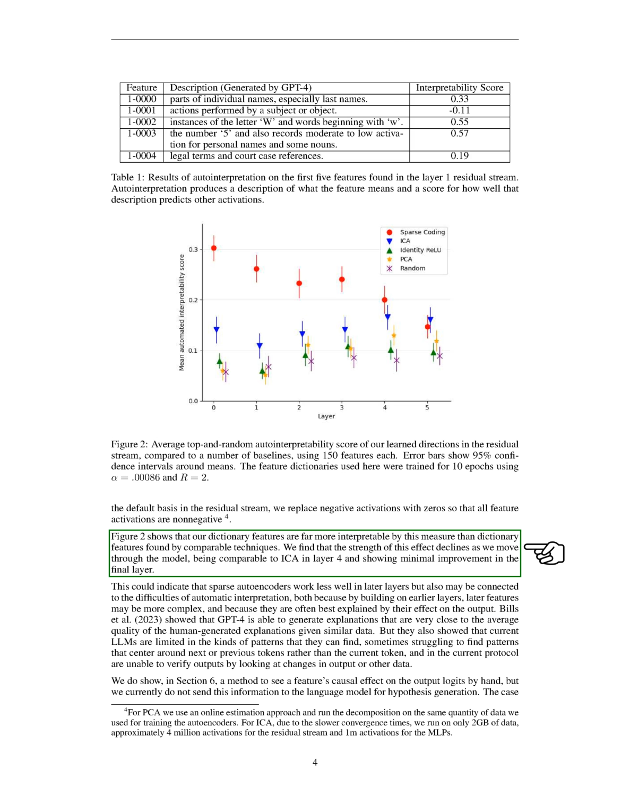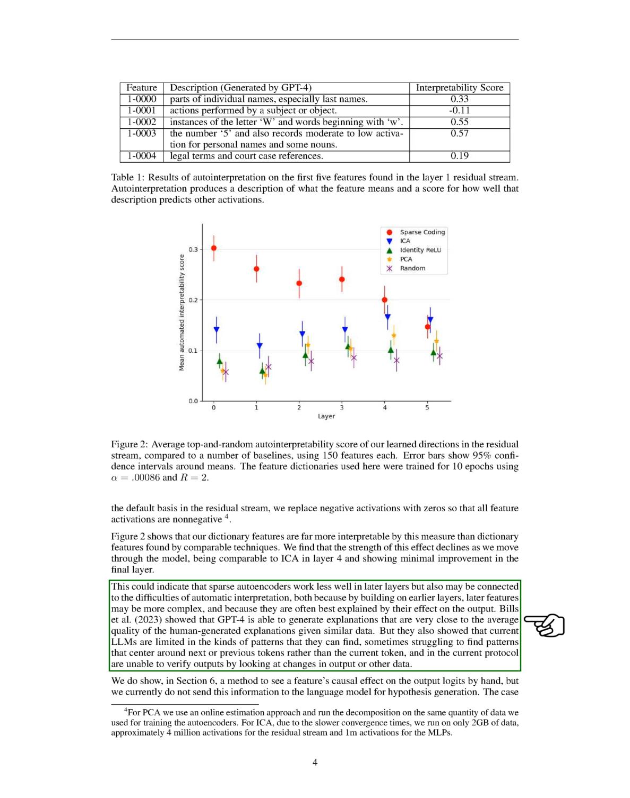Our dictionary features proved to be more interpretable than those found by these other techniques. However, we noticed that this advantage decreases as we move deeper into the model, suggesting that sparse autoencoders may not work as well in later layers. We also found that current language models have limitations in the types of patterns they can identify. For instance, they sometimes struggle to find patterns that revolve around the next or previous tokens rather than the current one.